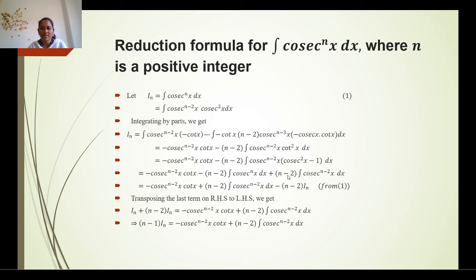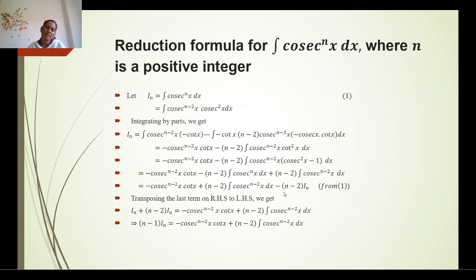Here we write it as n minus 2 multiplied by the integral of cosecant to the power of n x dx, then minus cosecant to the power of n minus 2 x cot x, plus n minus 2 times the integral of cosecant to the power of n minus 2 x dx, the last term, minus of this term n minus 2. So the integral of cosecant to the power of nx can be written as In.